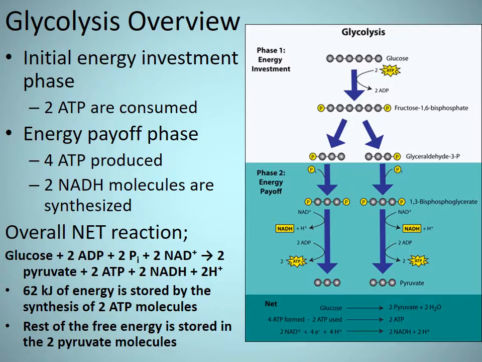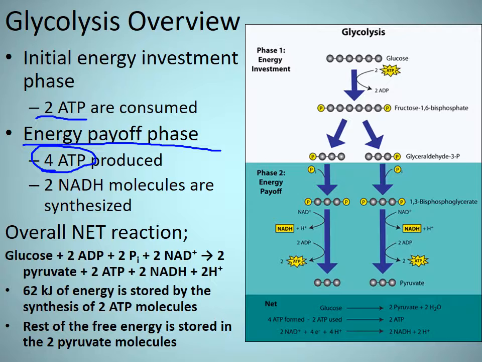So glycolysis overview. Remember the 2 different phases, the initial energy investment phase and the energy payoff phase. What's the difference between the two? Well, in order to start glycolysis, 2 ATP need to be used here. Okay? 2 ATP need to be used. Once those ATP are used to start the whole process, the energy payoff phase, all right, is essentially 4 ATP being produced as a result. Okay? 2 NADH molecules are synthesized.